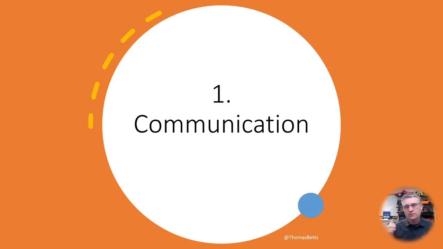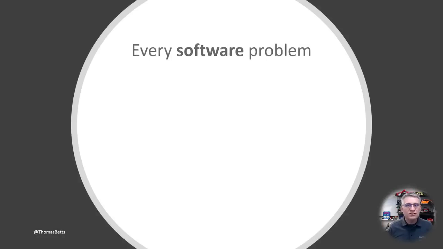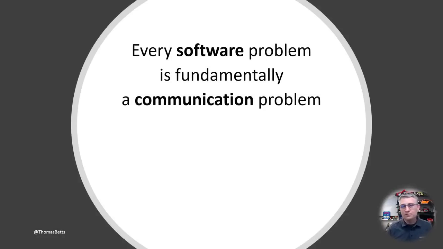Number 1, our most important skill for an architect, communication. Why do I believe that? Because every software problem is fundamentally a communication problem. That's important. I'll say it again. Every software problem is fundamentally a communication problem. That's true when we have 2 machines that are trying to communicate, or a person that's trying to develop or use a piece of software, or 2 people that are trying to communicate about software.